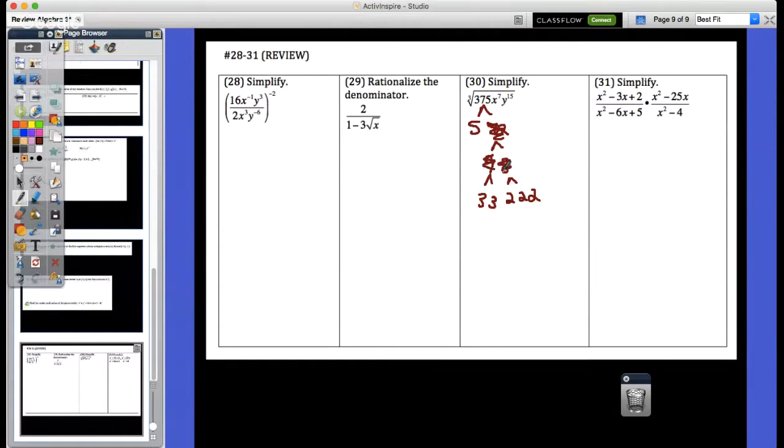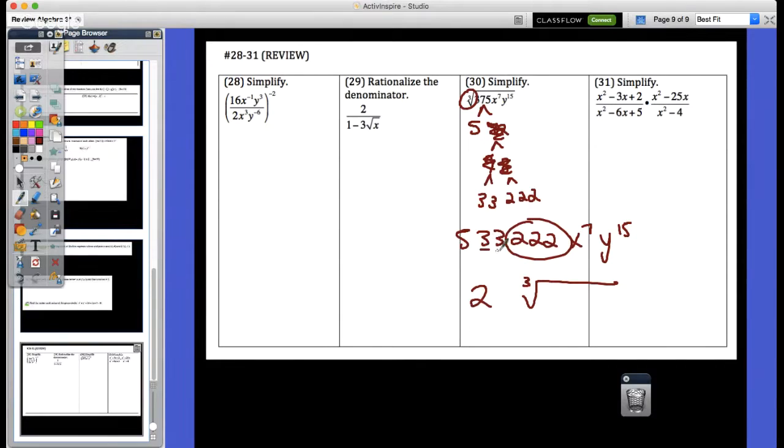So once we divvy these up, we have now the factors of 5, 3, 3, 2, 2, 2. Again, we have x to the 7th and y to the 15th. And remember, we're looking for groups of 3 because of the third root. So a group of 3 would be 3 2s. So we're going to pull a 2 to the outside, and we're going to be left with, on the inside, a 3 and a 5. So that'd be 9 times 5, which is 45, okay?